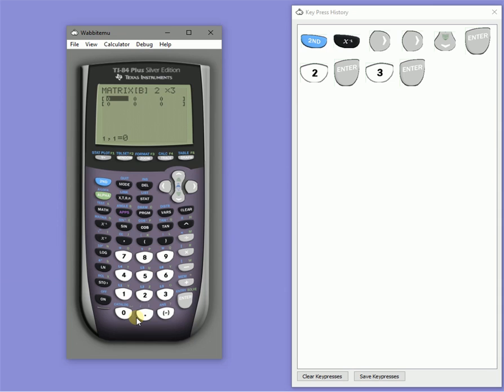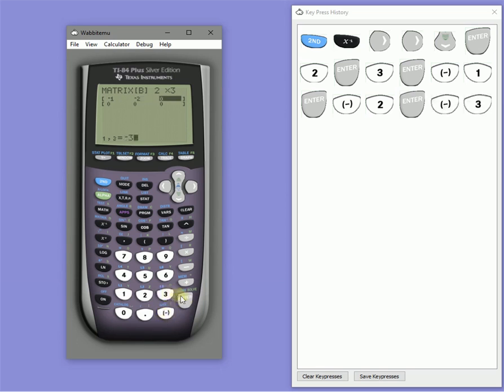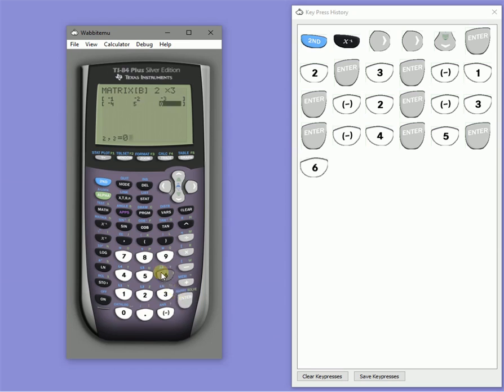Let's go for these ones. Let's go -1, -2, -3, -4, and then 5 and 6. So we're going to do a couple of negatives, couple of positives. So we'll go -1, -2, -3, -4, and then I'm going to just do regular 5 and regular 6. So my matrix B includes the numbers -1, -2, -3, -4, and then 5 and 6.